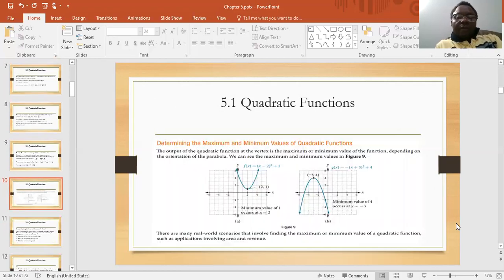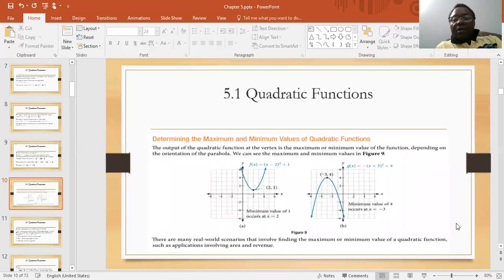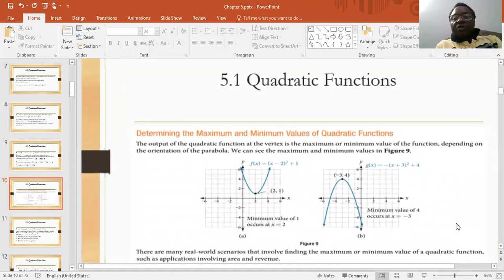So this is a representation of two quadratic functions expressed in standard form. The first one opens upward, that is, the leading coefficient a is positive. The range is from 1 to infinity. The second one opens downward, and the range is from negative infinity to 4. Those are the possible values of f.